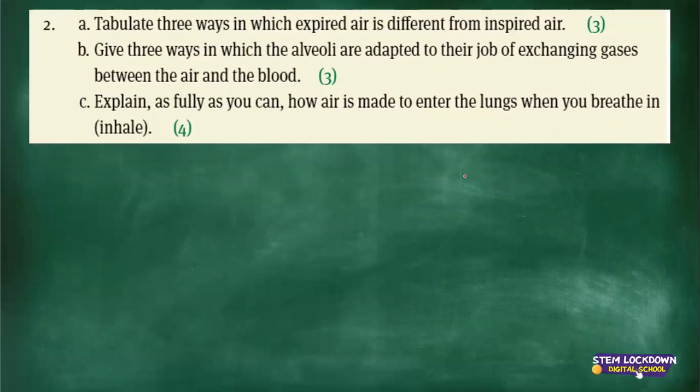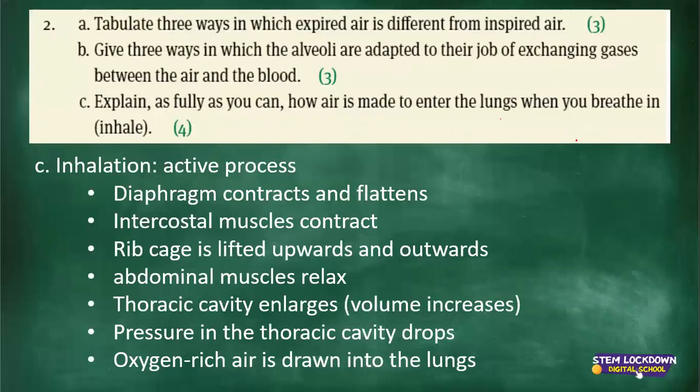And then next question, question C. Explain as fully as you can how air is made to enter the lungs when you breathe in. Remember that whole section where I taught you how the process of inhalation takes place? When you breathe in, it's an active process. The diaphragm contracts and flattens. The intercostal muscles also contract. The rib cage is then lifted upwards and outwards. Why? To increase the volume there. Abdominal muscles do what? They relax.